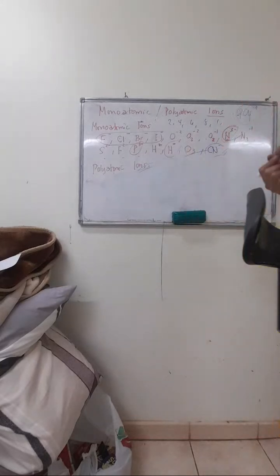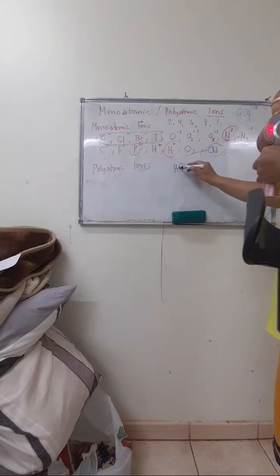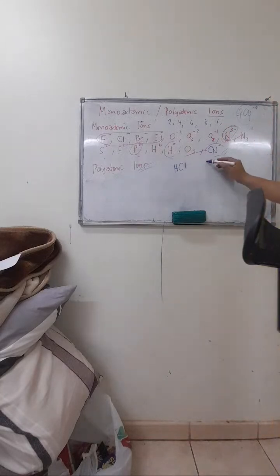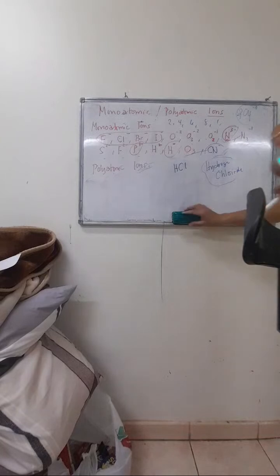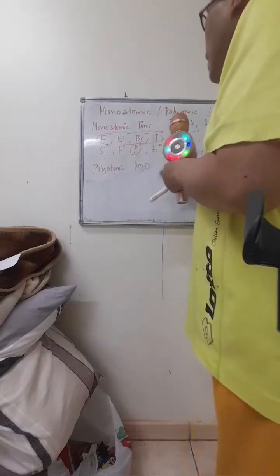So HCl. HCl is also hydrogen chloride. Hydrogen chloride or hydrochloric acid are just the same in saying. You get the point? Okay, any questions so far?